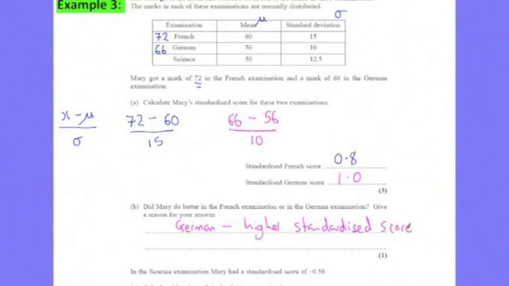We are told that in the science examination, Mary had a standardized score of negative 0.56. And we're asked to calculate her science examination mark. So we're going to use the same formula here that we have and substitute in our values. So x, we don't know. This is Mary's mark. We're not sure.